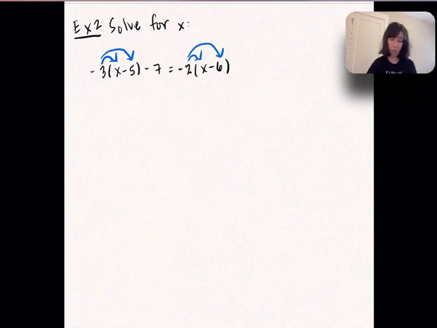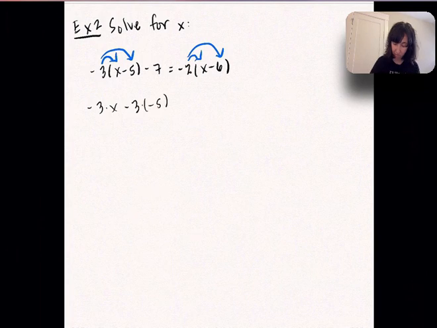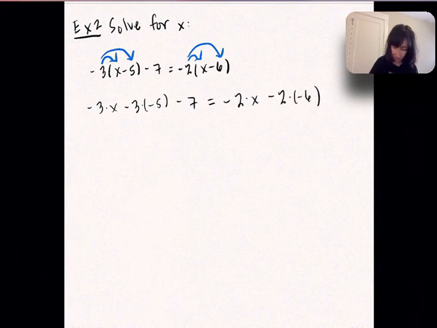So what do we get if we distribute the minus 3? We get negative 3 times x, and then negative 3 times negative 5. And then we still have a minus 7. On the right, if I do negative 2 times x, I get negative 2 times x. And then negative 2 times negative 6. So I'm going to go through and actually multiply these numbers that I wrote here.